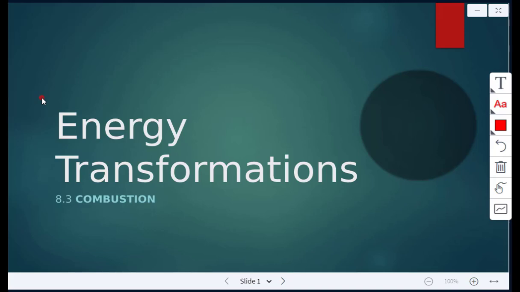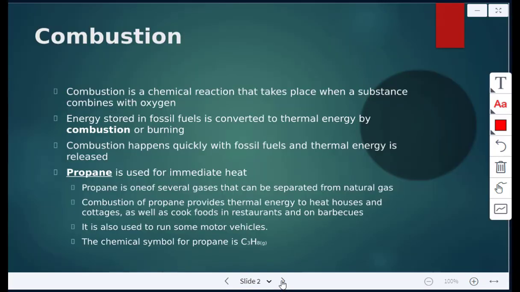All right, today's lesson is on 8.3, which is combustion. Now, we have talked about combustion in Unit A as well when we were looking at different kinds of chemical reactions. So, a little bit of review. Combustion is a chemical reaction that takes place when a substance combines with oxygen.